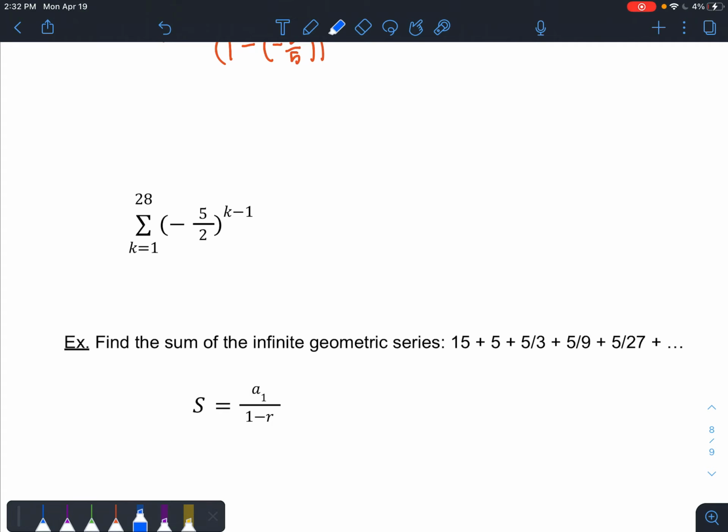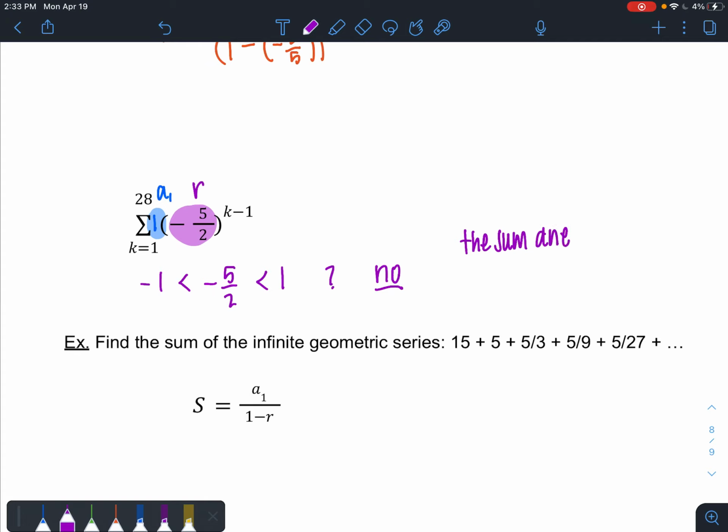All right, looking at this next one here. My a value is an invisible 1. My r value is -5/2. So when I am trying to write out this equation, -5/2, is it between -1 and 1? The answer is no, and so the sum of this does not exist. It's going to get way too big or way too small for us to calculate it.